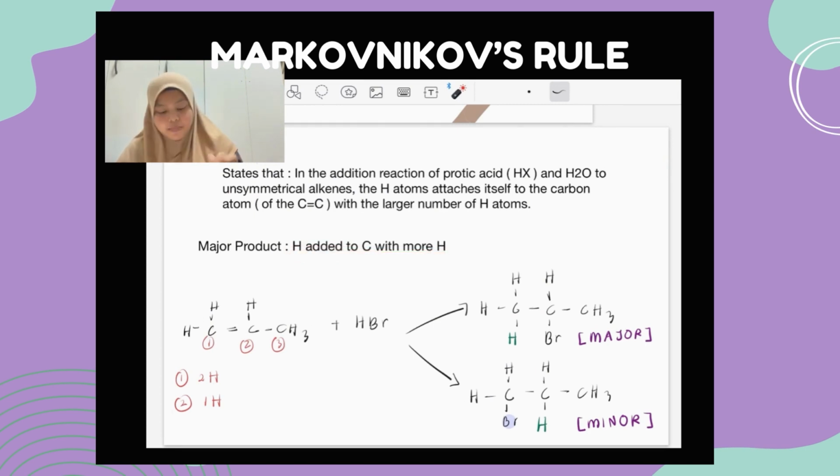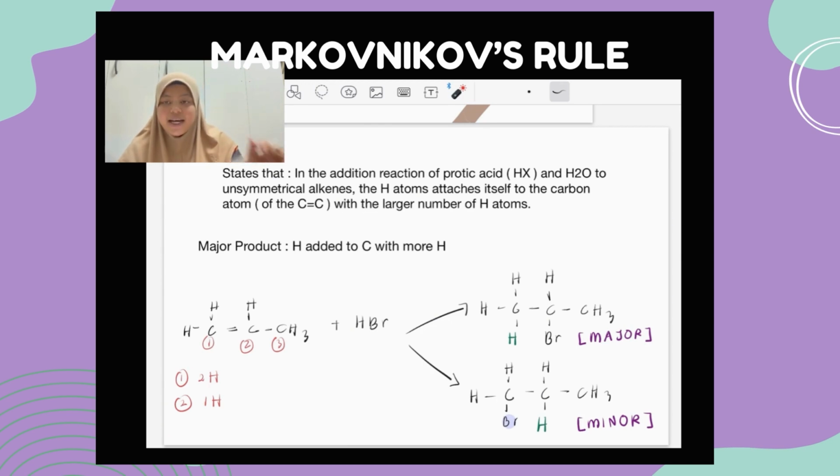For example, we have propene here, where the double bond is attached to carbon number 1 and carbon number 2, and it reacts with HBr. So we need to put the H from HBr at carbon number 1 and carbon number 2 only. So we already put the H at carbon number 1 and the H at carbon number 2. So we want to know which one is the major product.